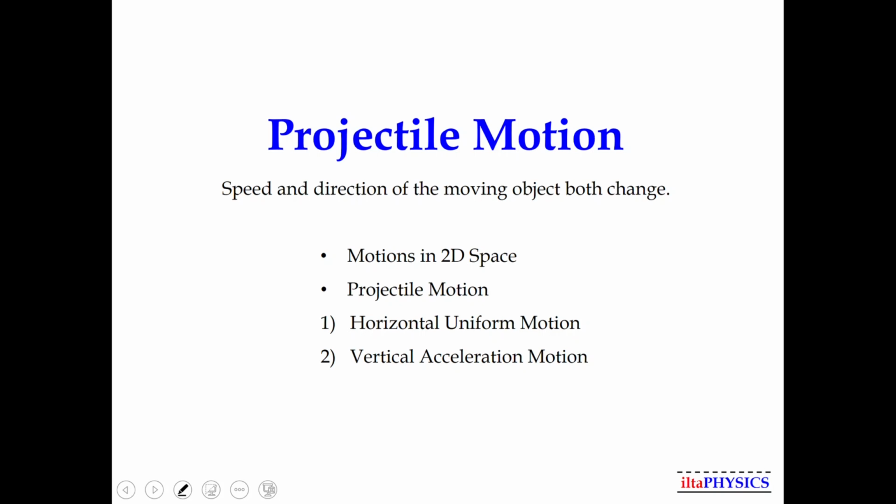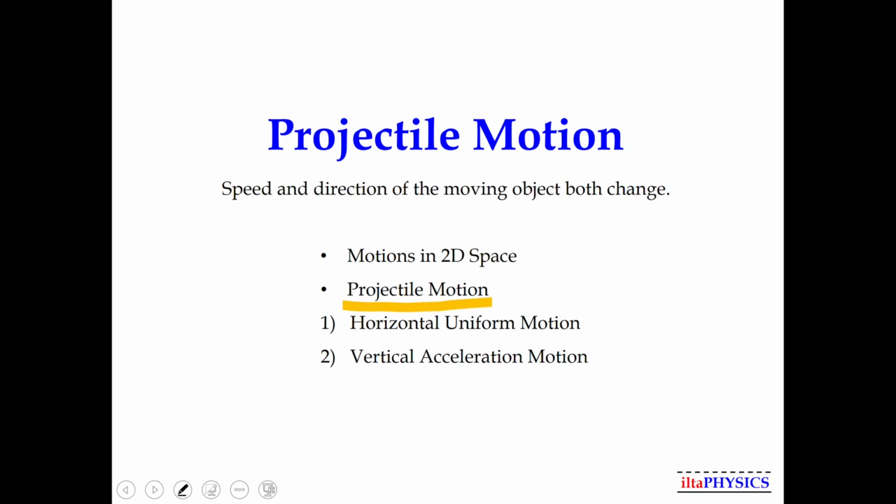Let's start by briefly introducing two main types of motion that occur in two-dimensional space. We'll also take a look at what causes an object's velocity to change direction. Then we'll dive deeper into one of these, projectile motion.